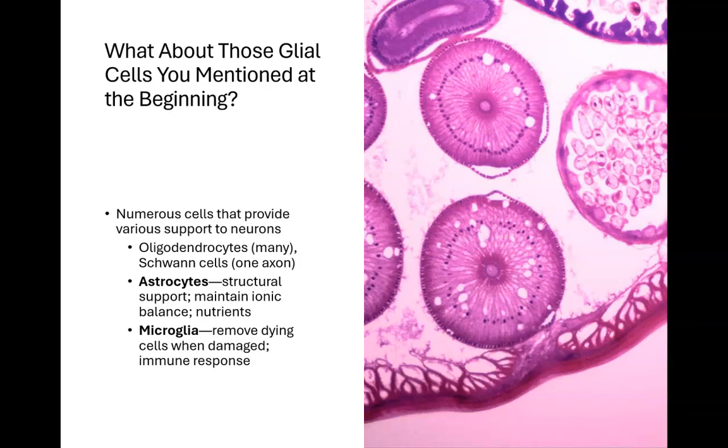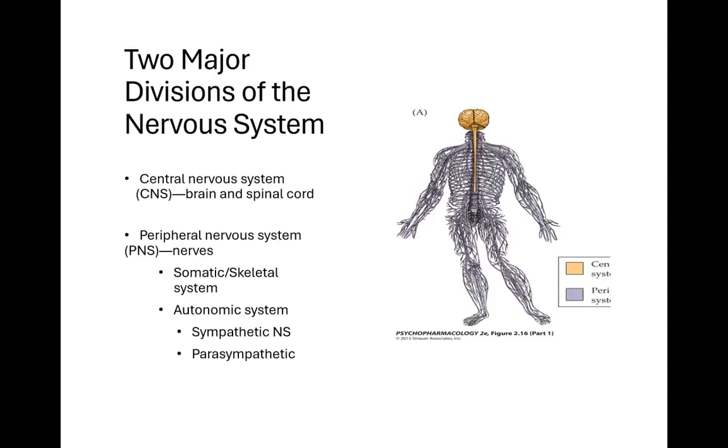They remove waste, and they also provide an immune response because your central nervous system does not have an immune system. There are no helper B cells and T cells. So the microglia are basically going to provide that immune response. So now let's talk about the different components of our nervous system.